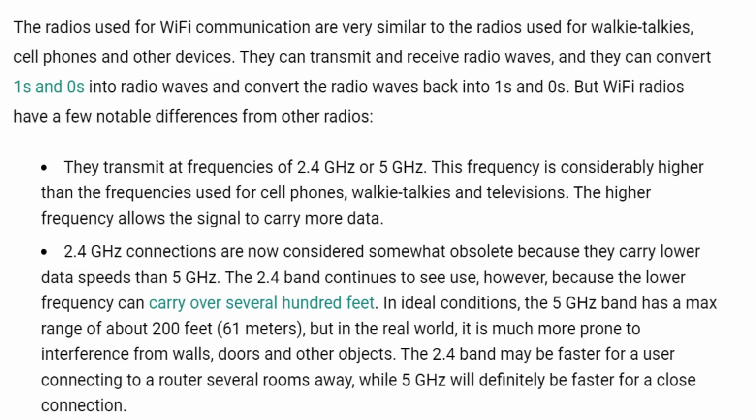They can transmit and receive radio waves, and they can convert ones and zeros, binary, into radio waves and convert the radio waves back into ones and zeros. But Wi-Fi radios have a few notable differences from other radios. So there's routers and different things. They transmit at frequencies of 2.4 GHz or 5 GHz at present.